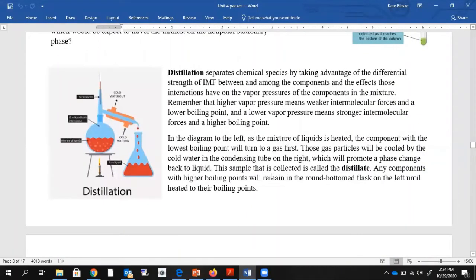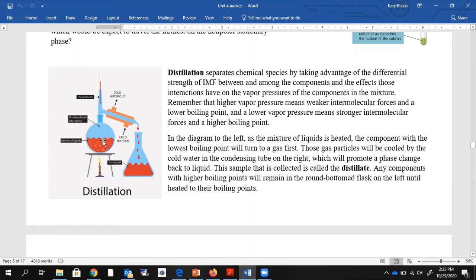The last type of separation that we're going to talk about is called distillation. Distillation takes advantage of the differences in intermolecular forces based on how they affect boiling points. Usually we do this with a mixture of liquids. In that mixture, you would have different liquids that have different boiling points because they have different types of intermolecular forces, or even different strengths of the same intermolecular force.